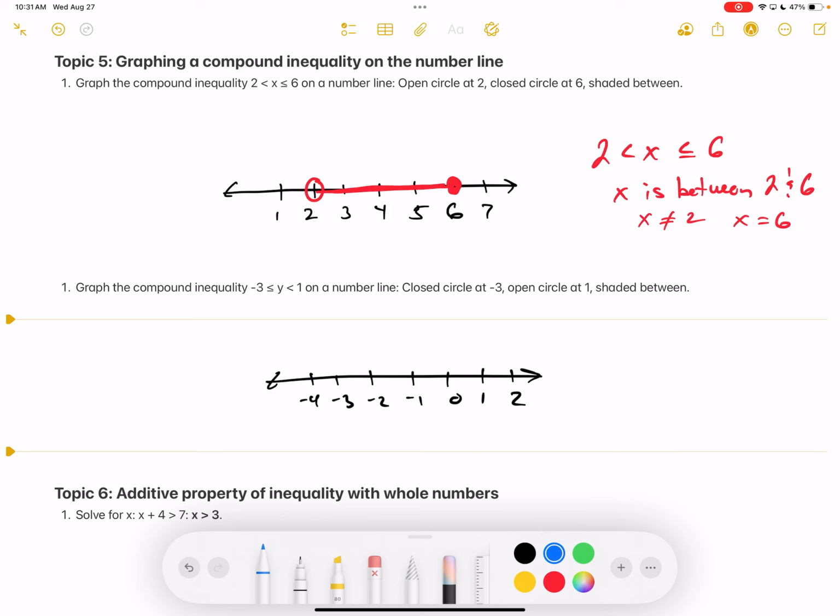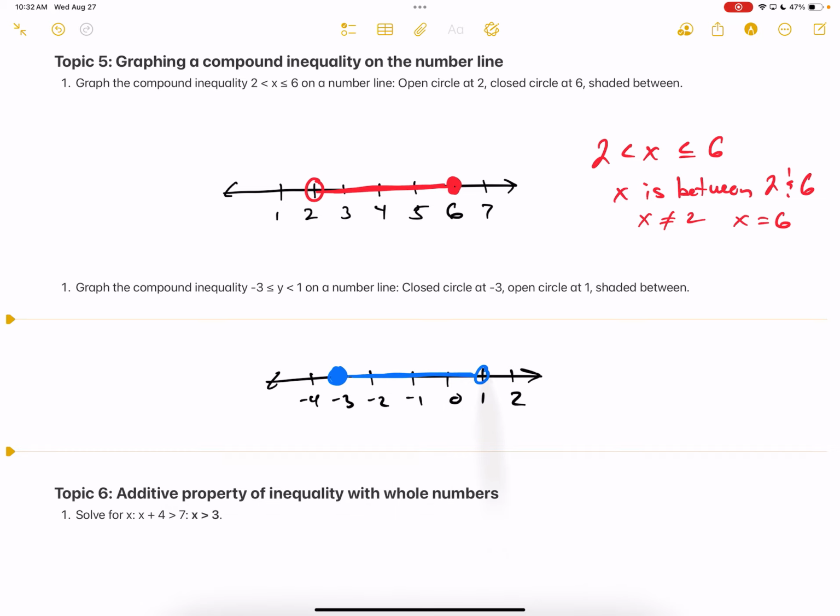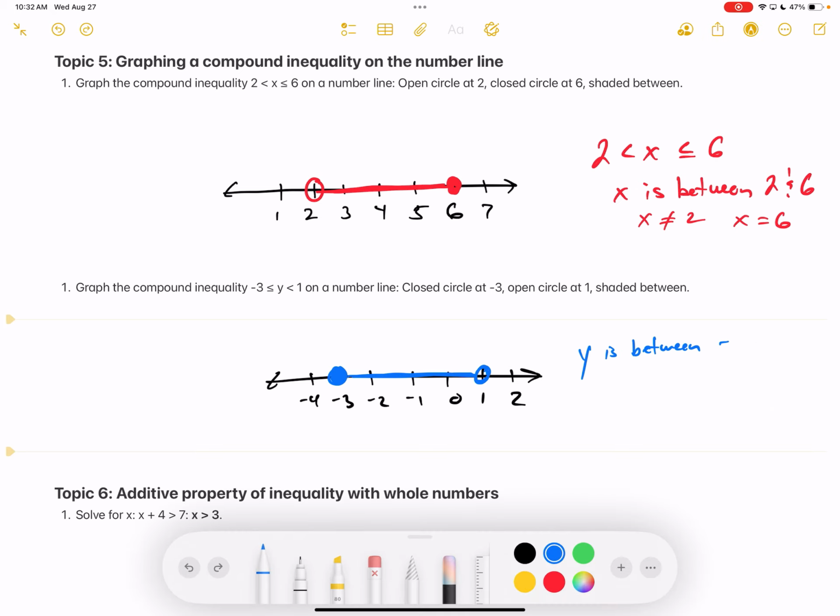So on this one, this is saying y is between -3 and 1. Okay, -3 and 1. It is going to be a closed circle at -3 because it's less than or equal to. And it's going to be an open circle at 1, and y could be any number between there. So again, this is saying y is between -3 and 1. Y can equal -3, but y cannot equal 1. So it's some number between -3 and 1.